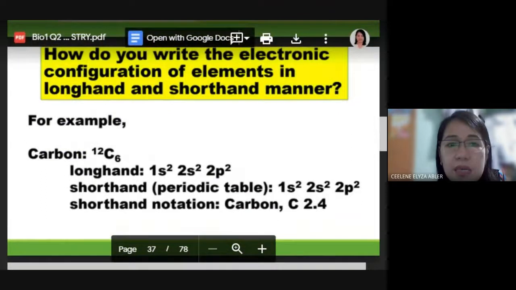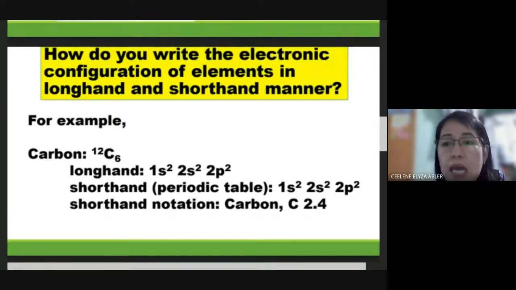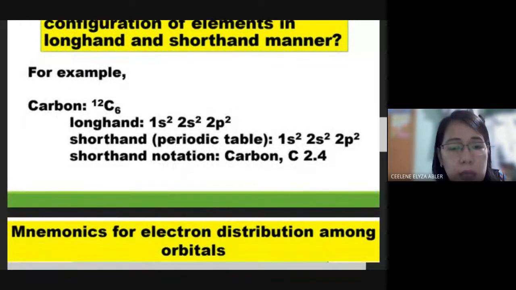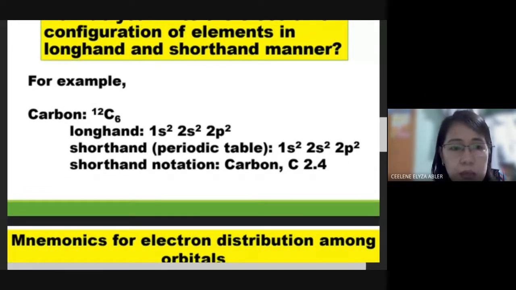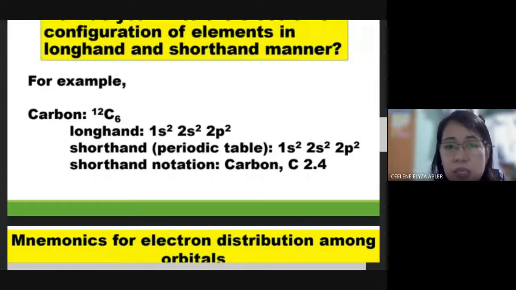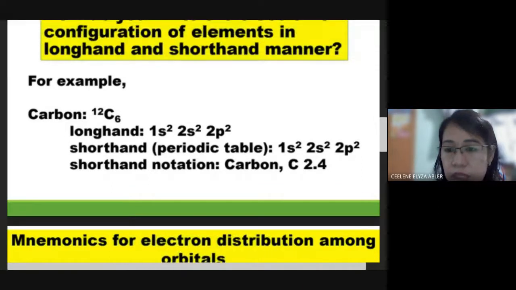So we have here yung longhand and shorthand na method of writing the electron configuration. Sorry ha. You have here the longhand and shorthand manner of writing. So we have the longhand, which is 1s2, 2s2, 2p2. So notice that the 6 here, which is your atomic number kanina, is distributed here.